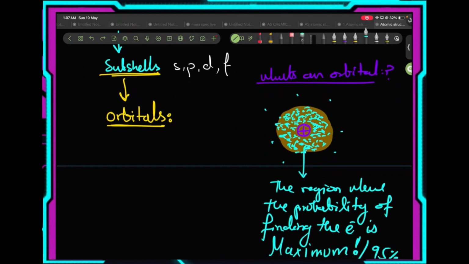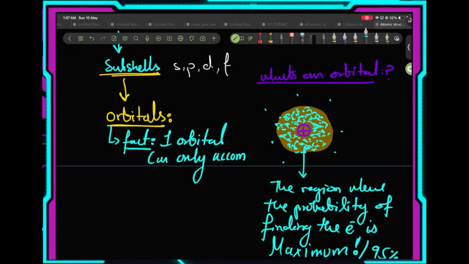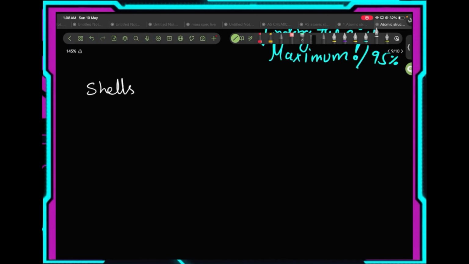Okay? And you have to memorize a fact about orbitals, that one orbital can only accommodate how many electrons? 2 electrons. A single orbital can only accommodate 2 electrons. Clear? Yeah. Okay. Now what we'll do is we'll link shells, subshells, orbitals, and the number of electrons.